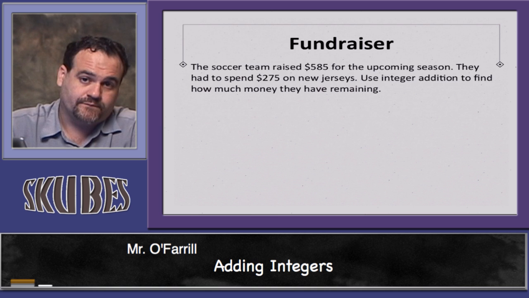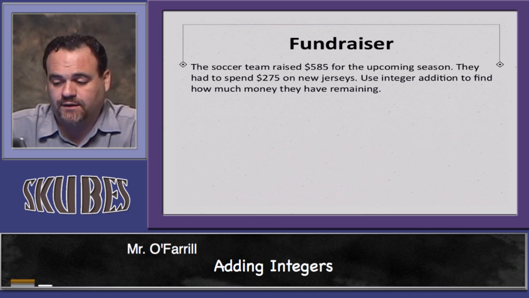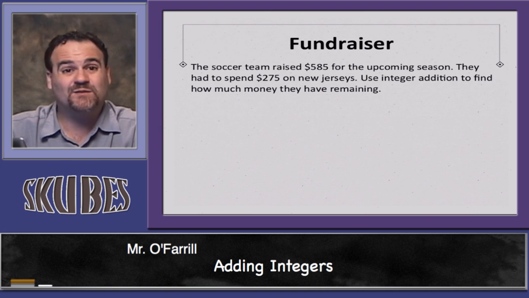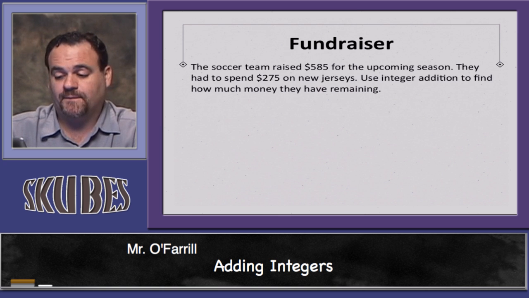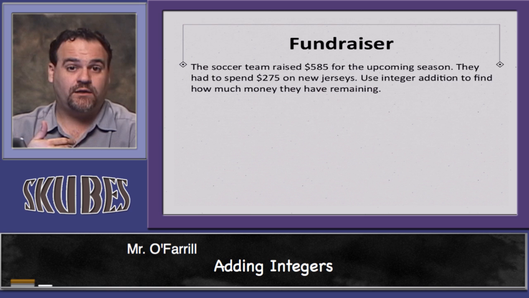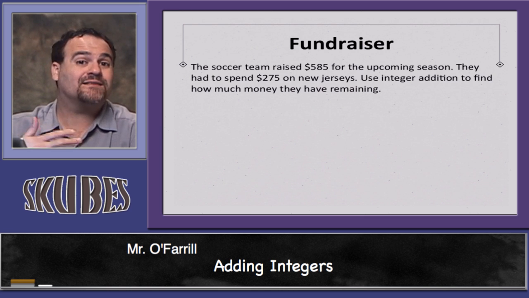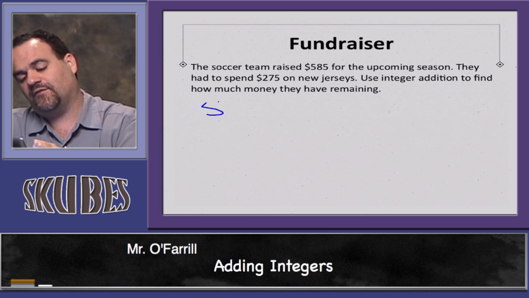And then finally, let's go ahead and treat this within a scenario, a word problem. A soccer team raised $585 for the upcoming season. They had to spend $275 on new jerseys. Use integer addition to find how much money they have remaining. So two things happened. They earned money and they spent money. When you earn money, you're having a positive number introduced into your bank account. We are going to have a positive $585.